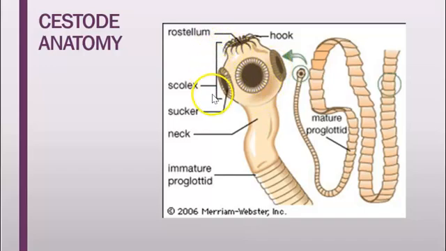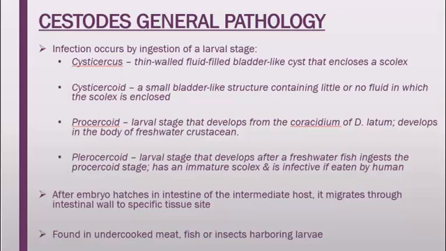So the head as a whole is referred to as a scolex. Within the head, some tapeworms have suckers that help them hold on, and some have little hooks, and those hooks are on the rostellum. If they have any hooks, they're located on the rostellum. Also, there's the neck, and of course, the immature proglottids would be the closest up to the anterior end of the head. Now let's talk about some general pathology of our cestodes.